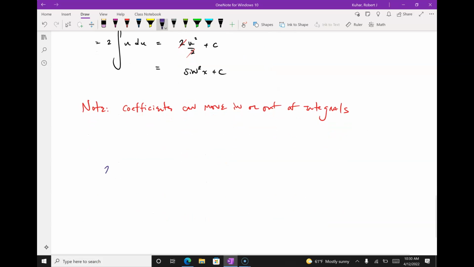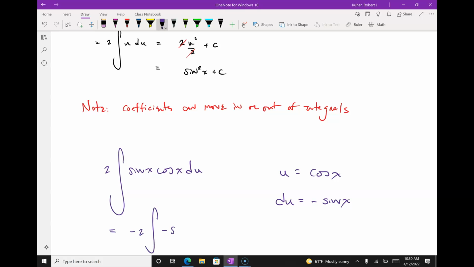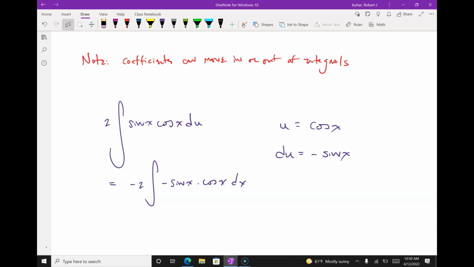So here I am again, 2 times the integral of sine x cos x dx. And what if I let u be cos of x? What's du? Negative sine of x. But I don't have a negative sine of x. So I'm going to make it happen. I'm going to put a negative on the outside and a negative on the inside. What happens to those 2 negatives? They cancel. And by the way, I've just multiplied by 1, right? You agree with that? Negative 1 times negative 1 is 1. So this is part of that earlier trick. I can multiply by 1 anytime I want.